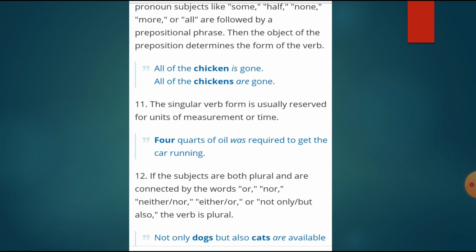Rule 11. The singular verb form is usually reserved for units of measurement or time. Four quarts of oil was required to get the car running. If the subjects are both plural and are connected by the words or, nor, neither nor, either or, not only but also, the verb is plural. Not only dogs but also cats are available.